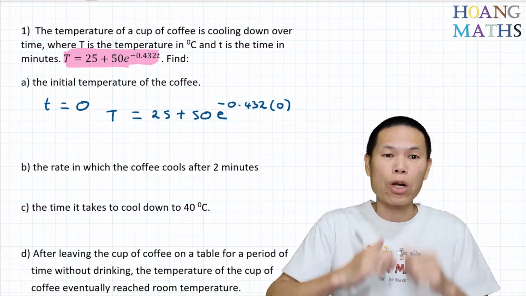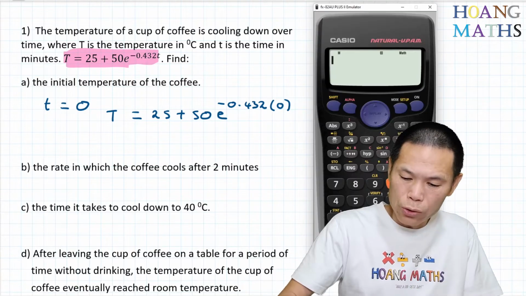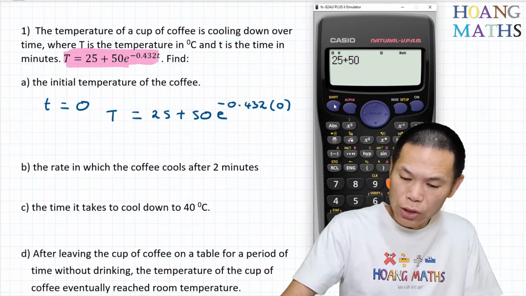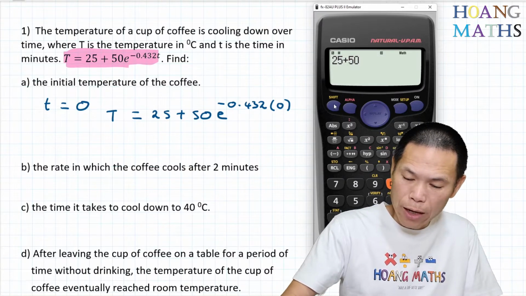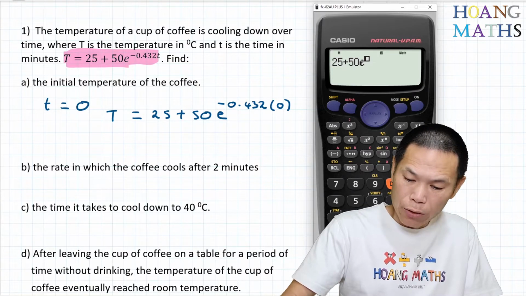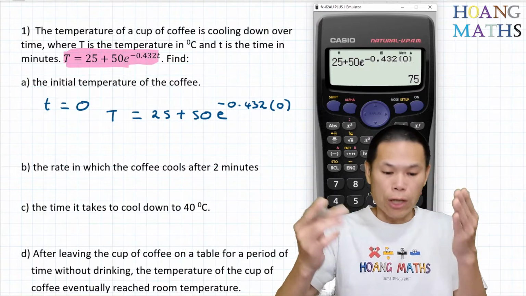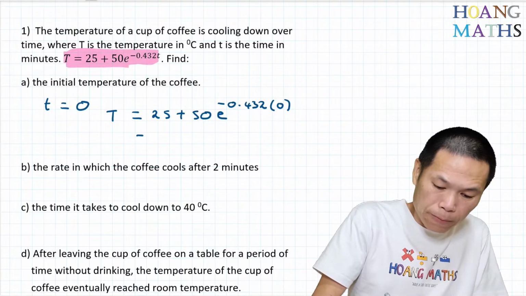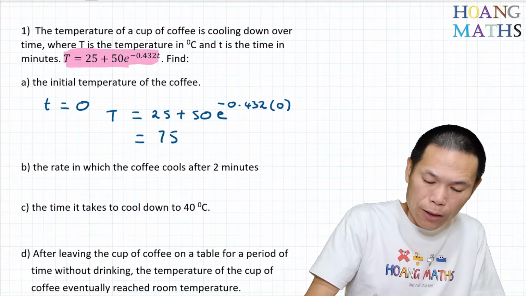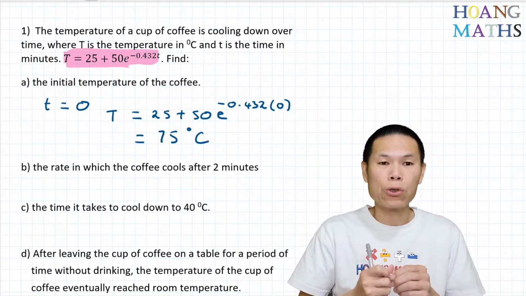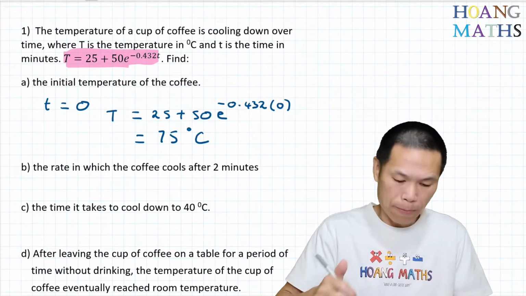Otherwise, I can just put that on a calculator. So just go 25 plus 50e. So I press shift and then the LN button. And then go negative 0.432 and bracket 0. And I should get 75. So there you go. So the answer is 75 degrees Celsius. That is the initial temperature of the cup of coffee.